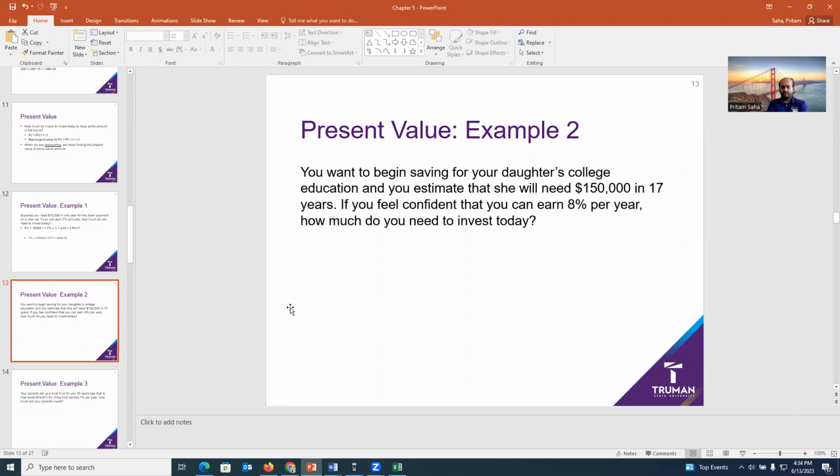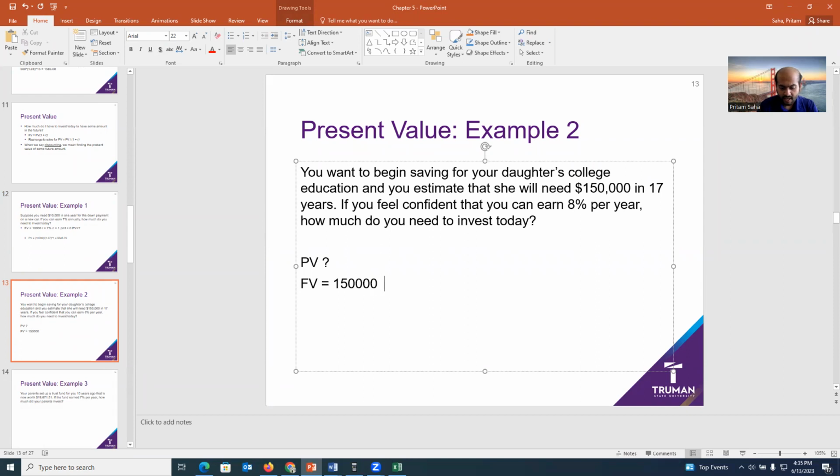You want to begin saving for your daughter's college education and you estimate that she will need 150,000 in 17 years, at 8% per year. How much do we need to invest today? We need the present value. So future value is 150,000 and N is 17. Nothing else is said, so annual frequency. R is 8%. And right now, just assume payment is 0.